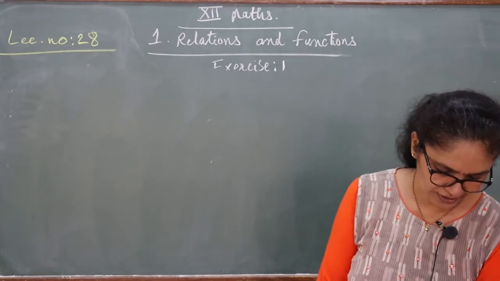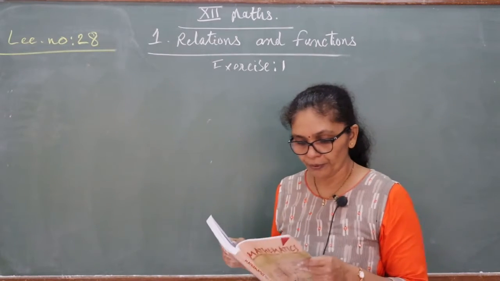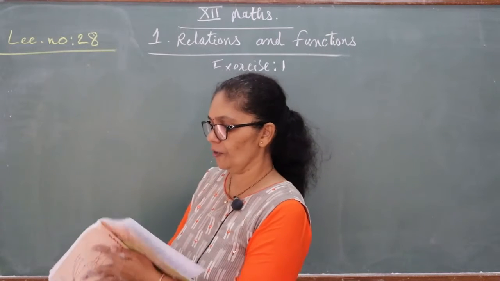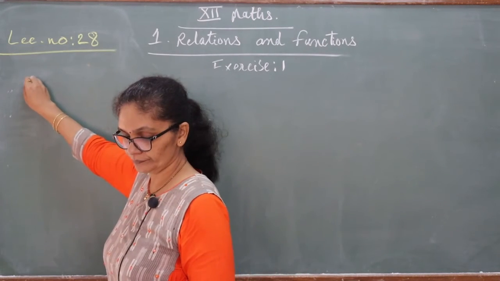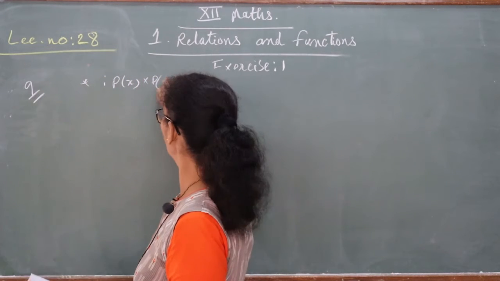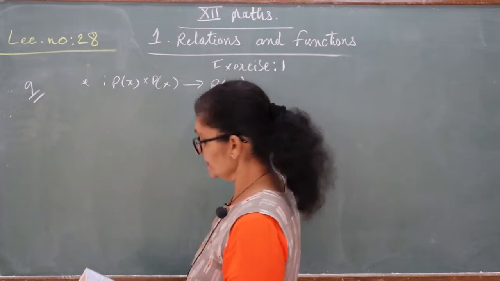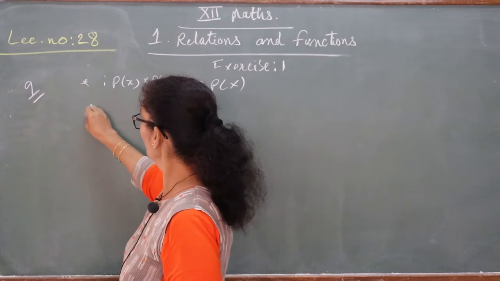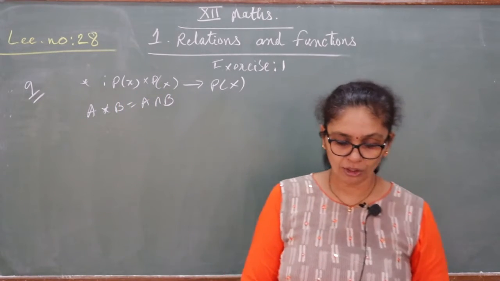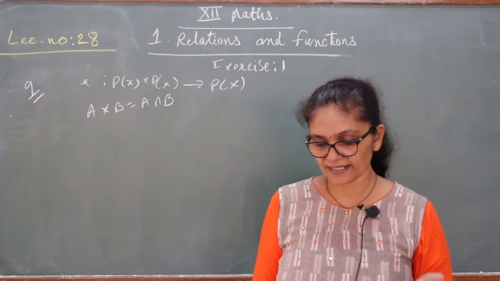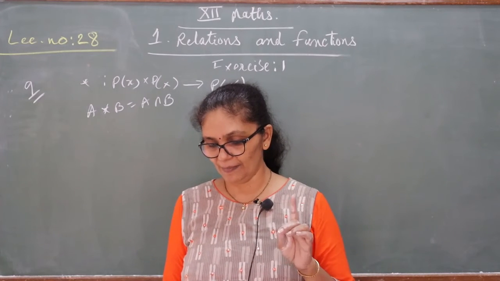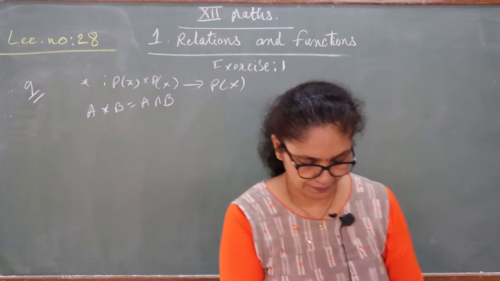The ninth question is based on the same concept. Read it. Given a non-empty set X, consider a binary operation. Which binary operation is mentioned? P of X cross P of X to P of X. This is the condition given, and the relation is A related to B, that is A intersection B. P of X is the power set of X, so that X is the identity element for this operation and X is the only invertible element in P of X with respect to the operation.